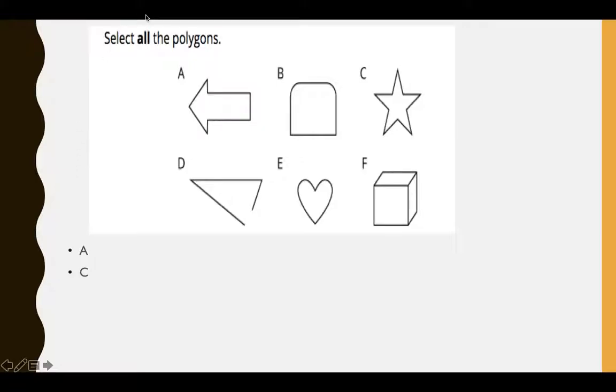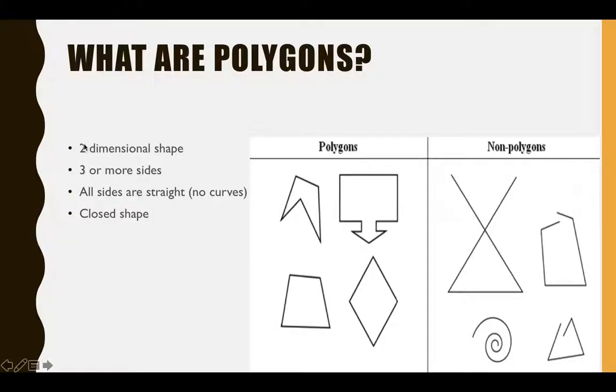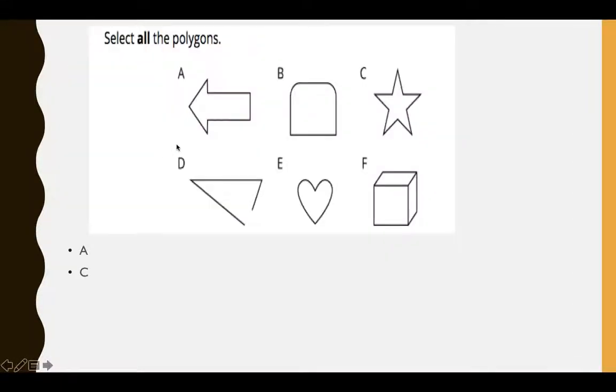So I'm going to go through these 6 examples and try to decide whether they would qualify as a polygon or not. I'm going to go back to my list of characteristics. A polygon must be a 2-dimensional shape.